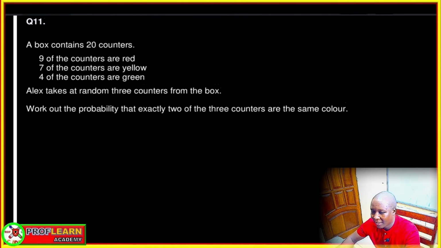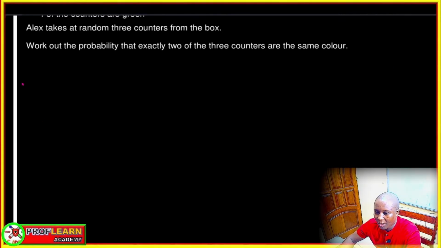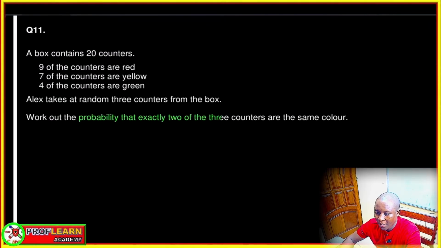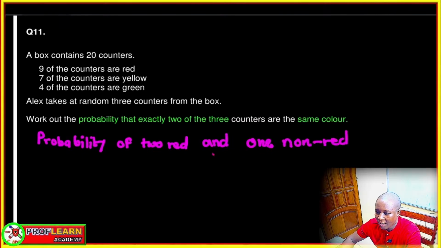So let's see how. Now we shall start by finding the probability for picking red. For exactly 2 to be of the same color, the probability of picking red: 2 are red and 1 non-red. So this is what we're going to do.